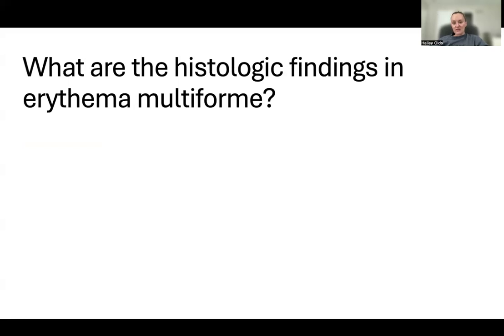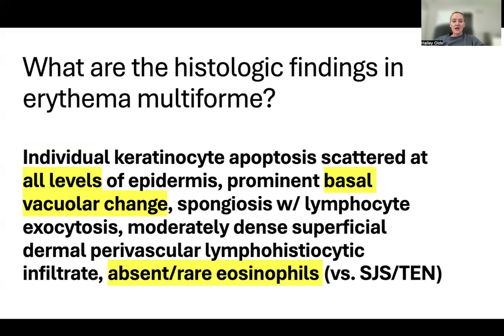What are the histologic findings in erythema multiforme? So you have apoptotic keratinocytes at all levels of the epidermis with prominent vacuolar change at the basal cell layer. You can also see some spongiosis, some perivascular lymphohistiocytic infiltrate, but there's rare eosinophils versus there's more eosinophils in SJS/TEN.